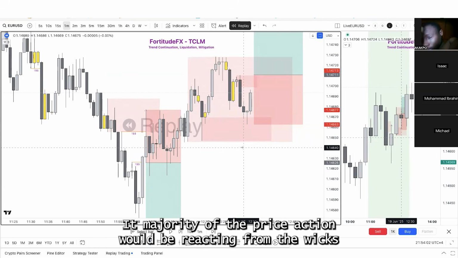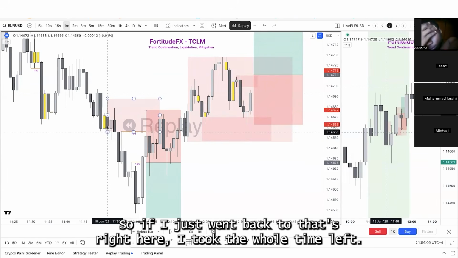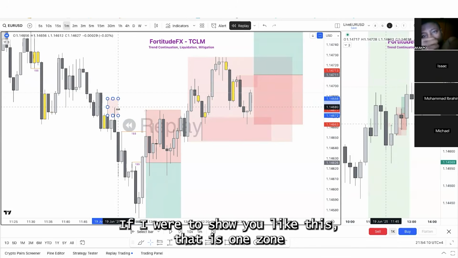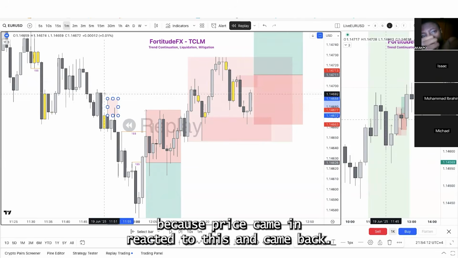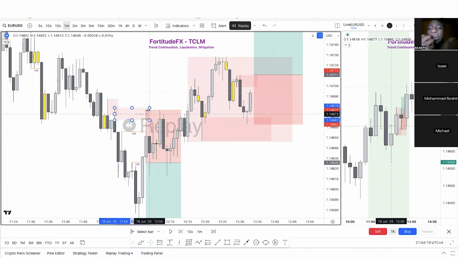The majority of the price action would be reacting from the wicks when you have that strong pull. So if I just went back to this, right? Here, I took the whole candle. If I were to show you like this, that is one zone, because price came in, reacted to this and came back. And if I were to show you this is one zone, right?